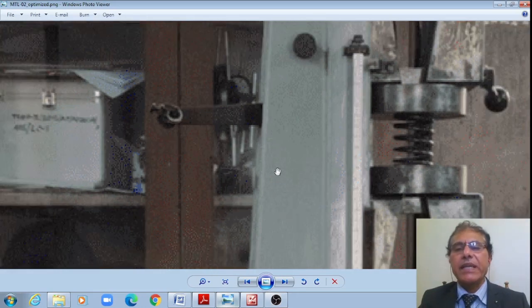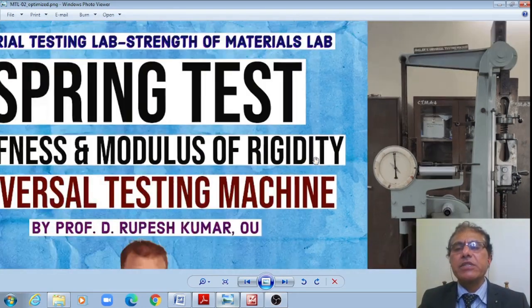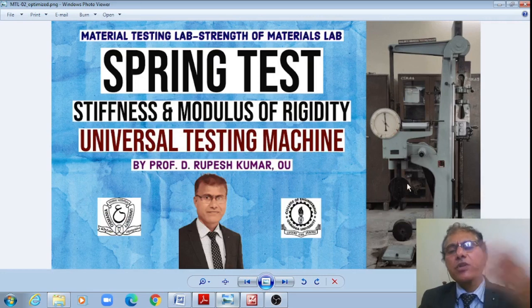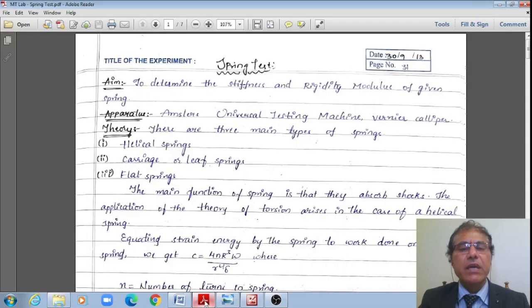Therefore, the discussion of the experiment will be in three parts. One, we'll first see the aim, apparatus, a description of the theory, the description of the machine as well as the procedure in the first part. In the second part, we'll conduct the experiment using this AMSA's universal testing machine. In the third part, I'll show how to make the calculations, the graphical calculations and tabular calculations, and how to get the results as well as the inferences and comments. Now, let us see the first part, students.